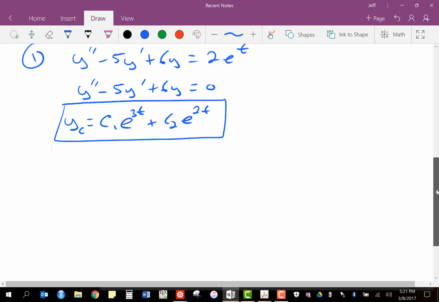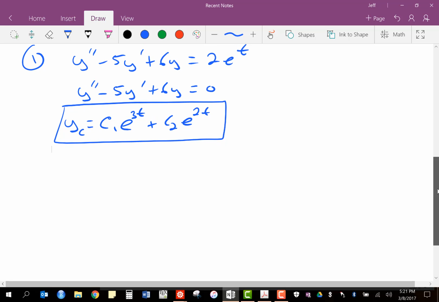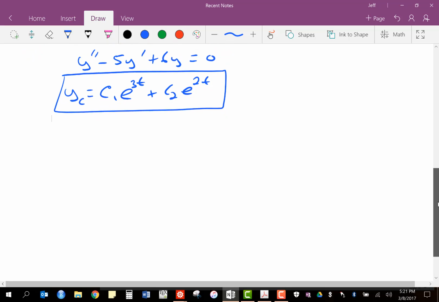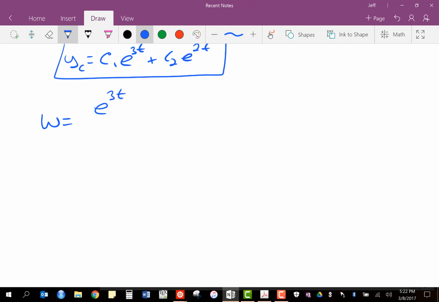Next, I want to get into variation of parameters. Now, in the last video, we did a lot of derivation, and now we are just focused on the computation. The first thing that I want to do is to find the Wronskian of the complementary solutions. So e to the 3t, e to the 2t. The derivatives will be 3e to the 3t, 2e to the 2t. I want the determinant of that.